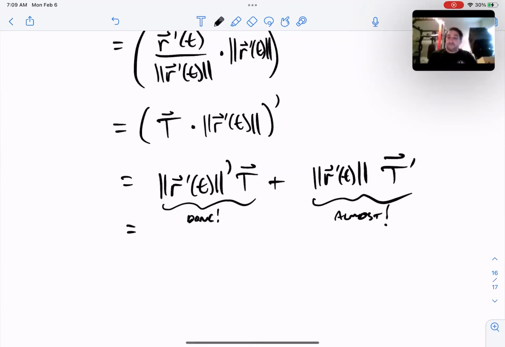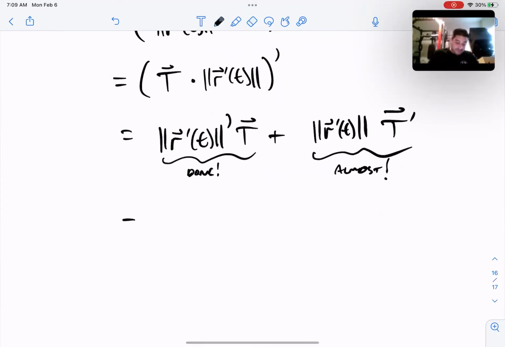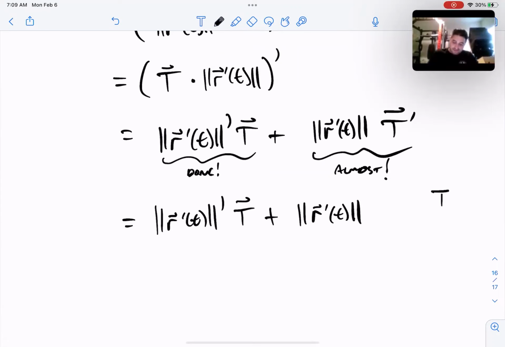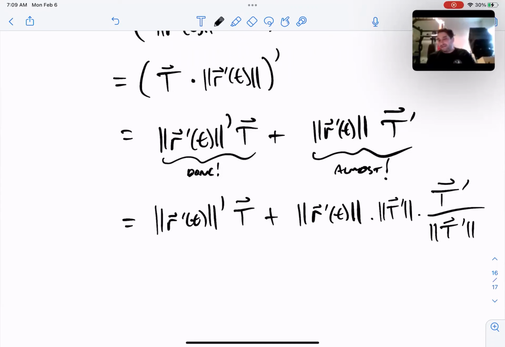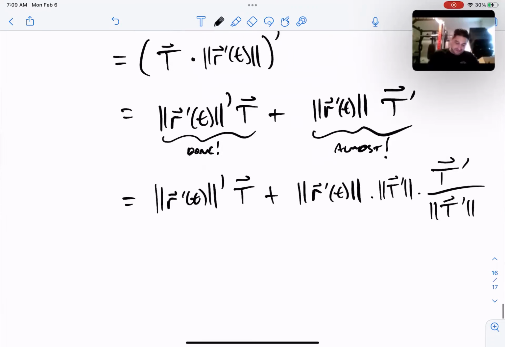I need the normal vector there, which isn't quite tangent prime, but it's not far away. What is the normal vector? It's just tangent prime divided by the magnitude of tangent prime. Beautiful. So just also multiply by the magnitude of tangent prime, and now you've kept the expression balanced. Okay, now we have it.